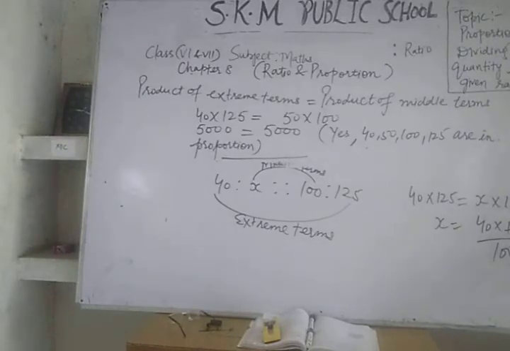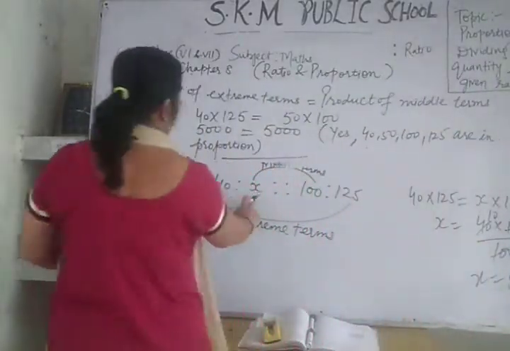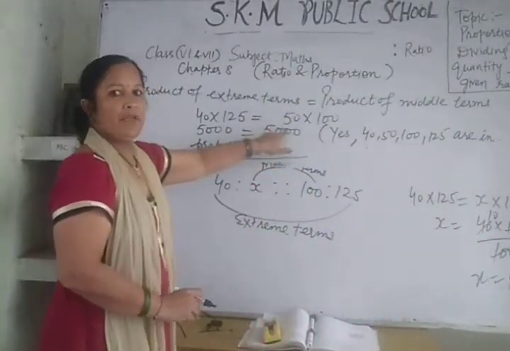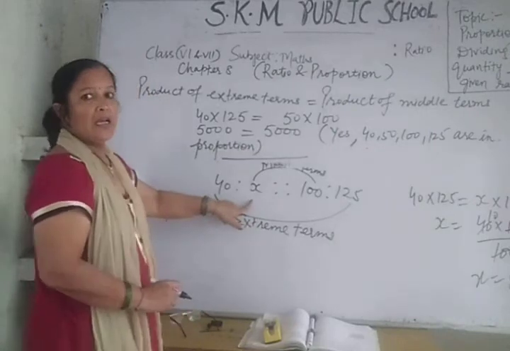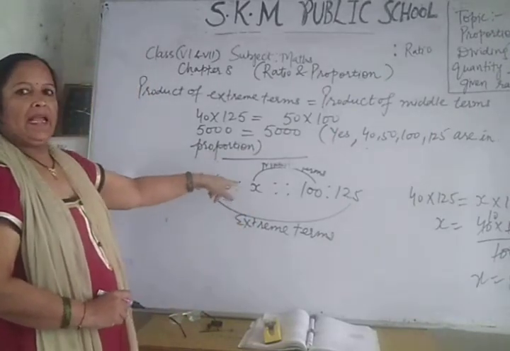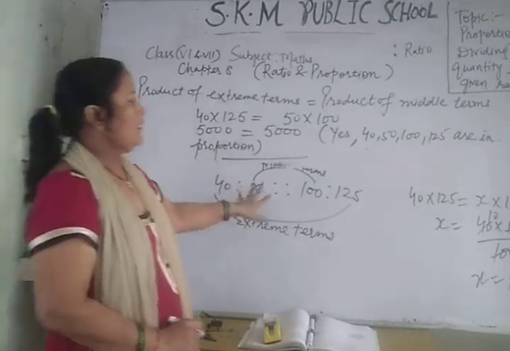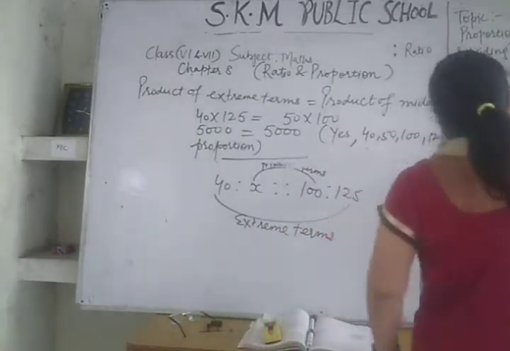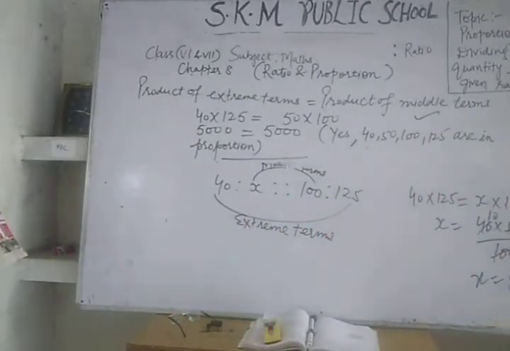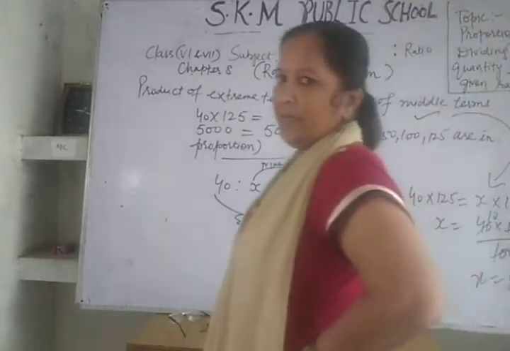So 25 by 5, 25 by 4, 4 by 10, 40. So in place of x, there will be 50. When the missing term is there, you will take x in place of that and apply the same formula here: product of the extreme terms is equal to product of the middle terms. You will put in the values and get the value of the unknown.